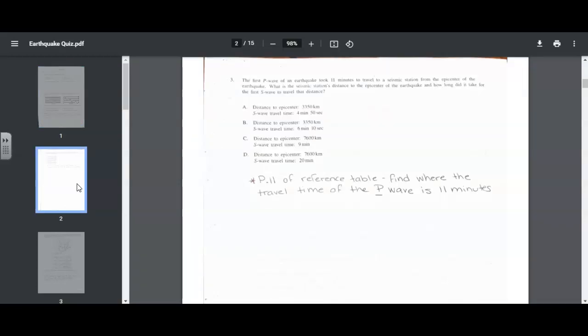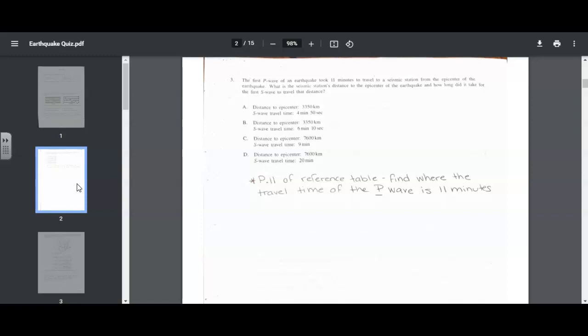Number three. The first P wave of an earthquake took 11 minutes to travel to a seismic station from the epicenter of the earthquake. What is the seismic station's distance to the epicenter of the earthquake? And how long did it take for the S wave to travel that distance?